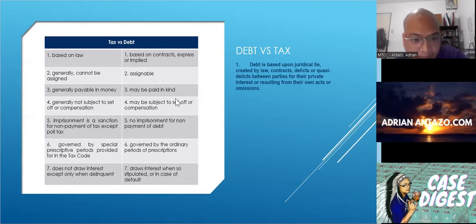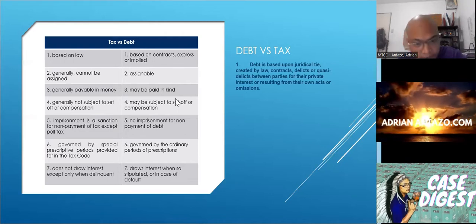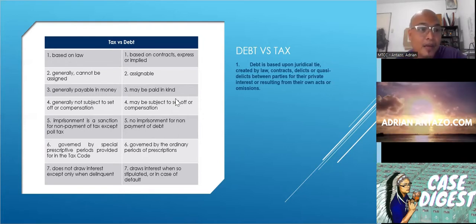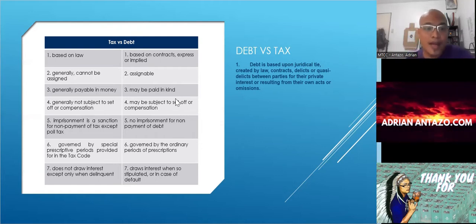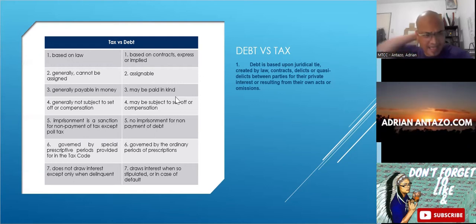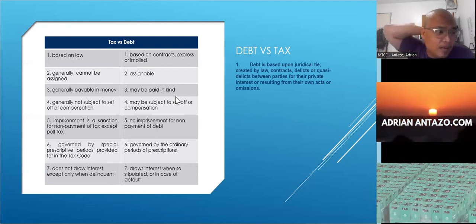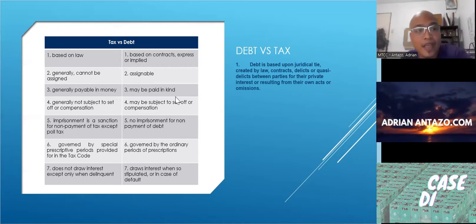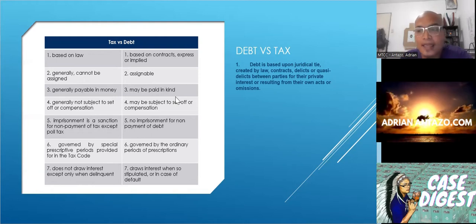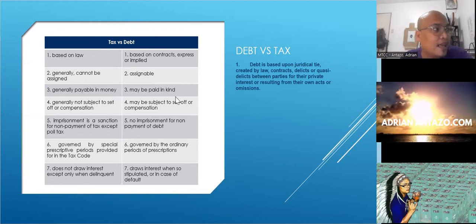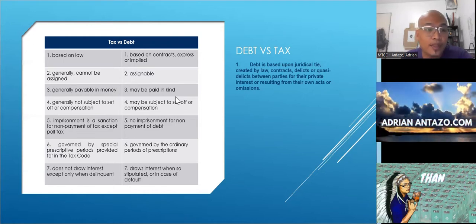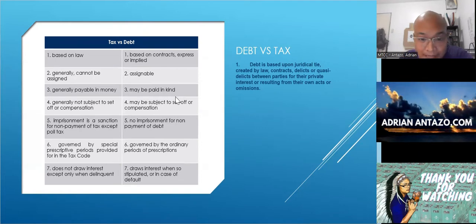Next, we also have, tax does not draw interest except only when delinquent. Okay, so ibig sabihin walang interest na kailangan bayaran sa pagbabayad ng tax except kung ikaw ay late na sa pagbabayad. Doon lang magkakaroon ng penalties and surcharges. And I think the penalties and surcharges right now is about 25% of the amount due. Right? So ibig sabihin kung meron kang hindi nabayaran na halaga ng tax na halagang 10,000 pesos, therefore meron kang 2,500 pesos na penalty.